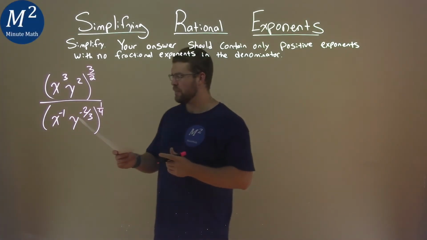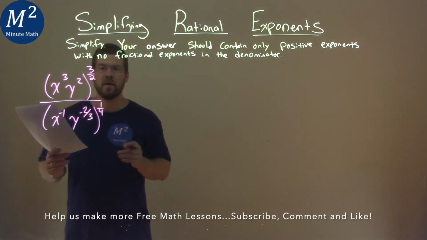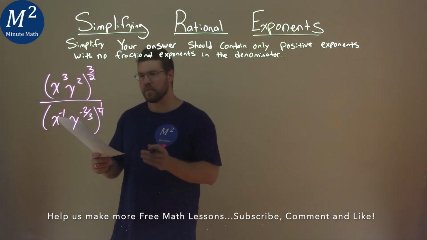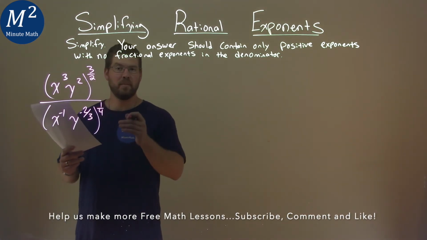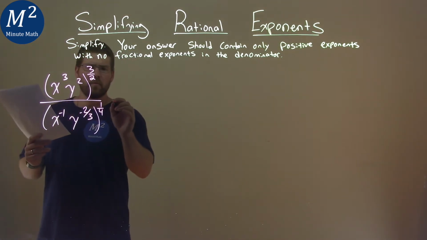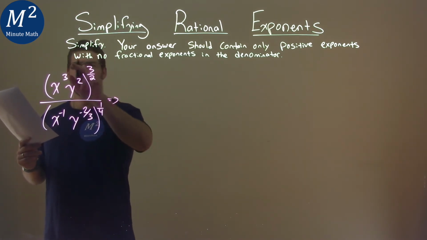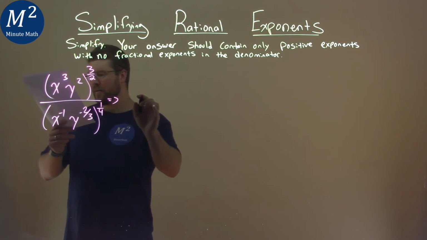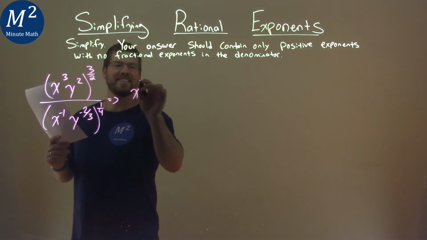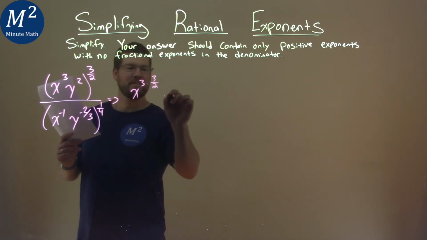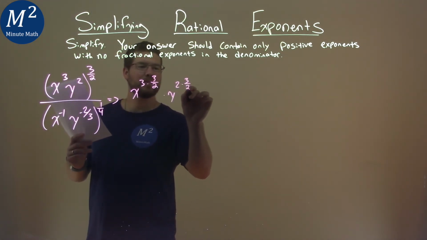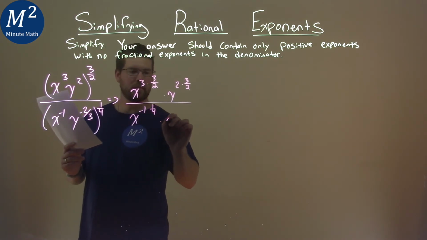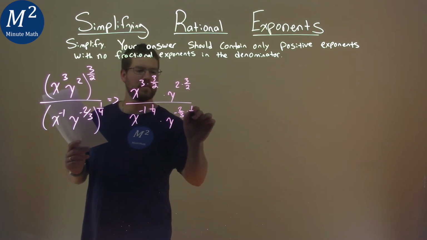We're given this problem right here, x to the 3rd, y squared, all to the 3/2 power, divided by x to the negative 1 times y to the negative 2/3, all to the 1/4 power, and we've got to simplify. First thing I want to do is multiply these exponents within it, like we're supposed to. So we have x to the 3 times 3/2, y to the 2 times 3/2, over x to the negative 1 times 1/4, y to the negative 2/3 times 1/4.